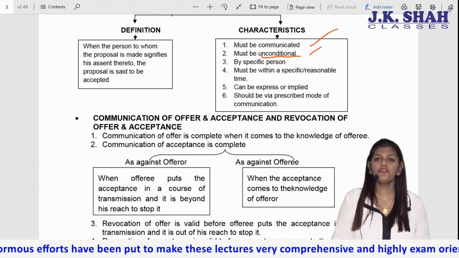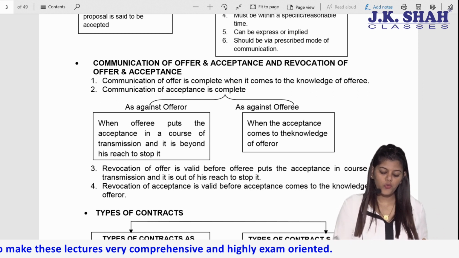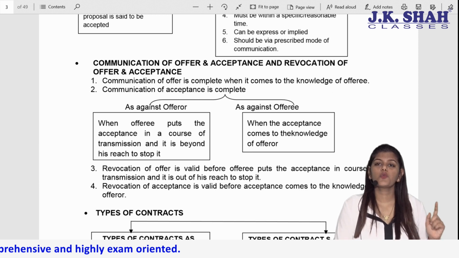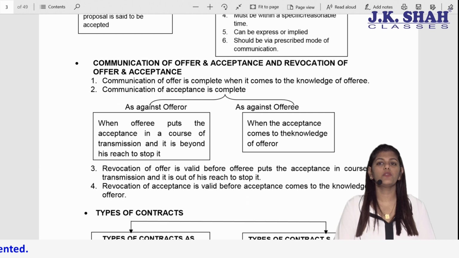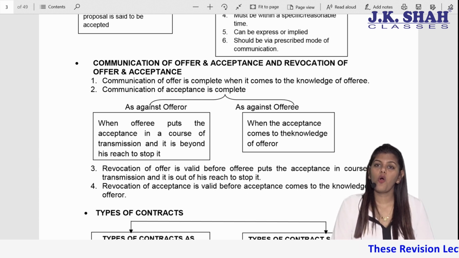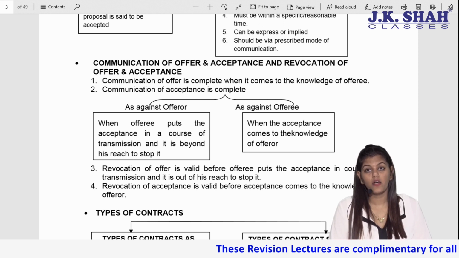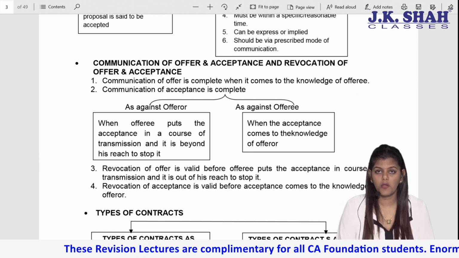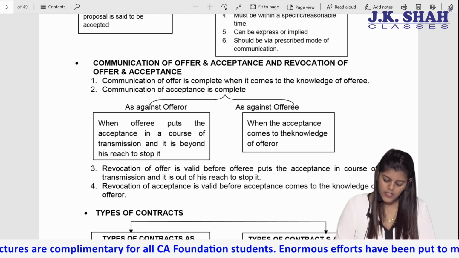So we did offer, we did acceptance. Coming to a very important part, and students think this is very confusing. It's actually very simple. See, there was one characteristic which was common in both. Offer should be communicated, acceptance also should be communicated. And you can revoke your offer or acceptance. So once I give you an offer, still I can take the offer back. Once you give me the acceptance, still you can take it back. But there is some time limit for this. I am taking one common example for all, 4 points.